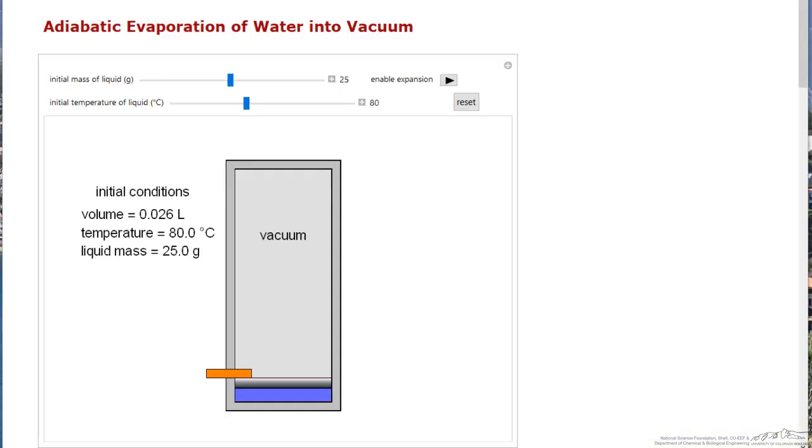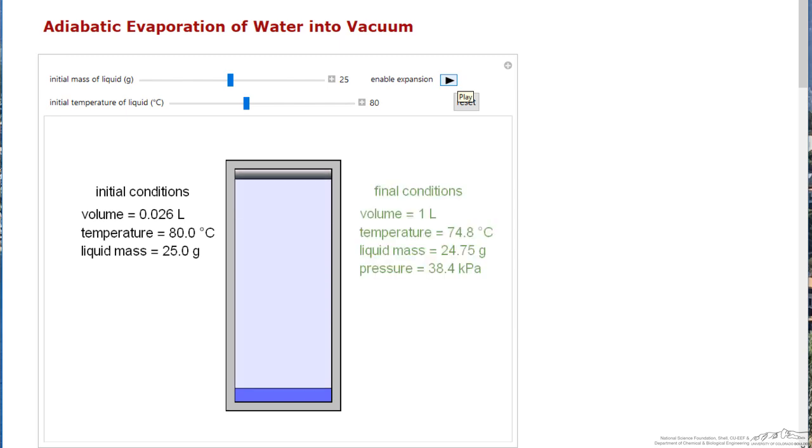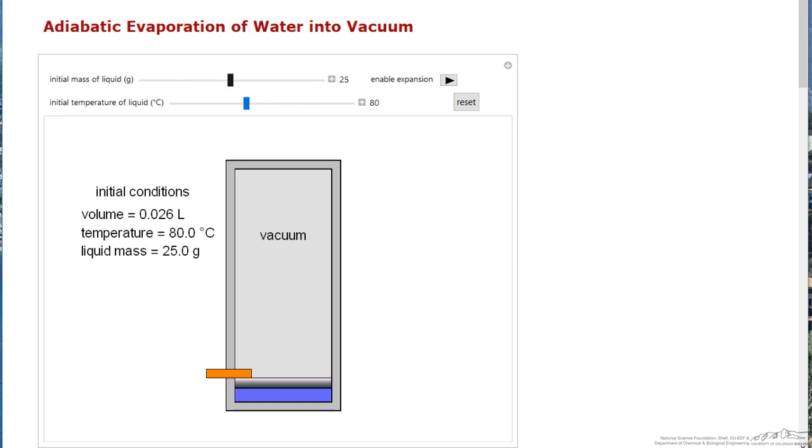So here's the interactive simulation, and we start at 80 degrees and I select play. Then the final temperature is on the right, 74.8 degrees, and it shows that we started with 25 grams and ended up with 24.75 grams, so a very small amount. Only 0.25 grams evaporated.